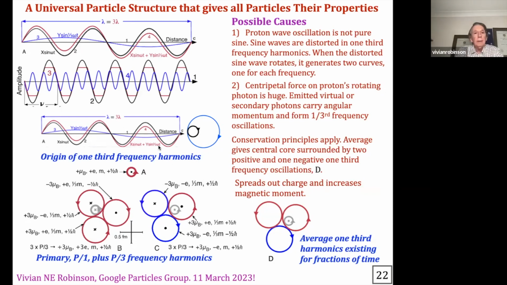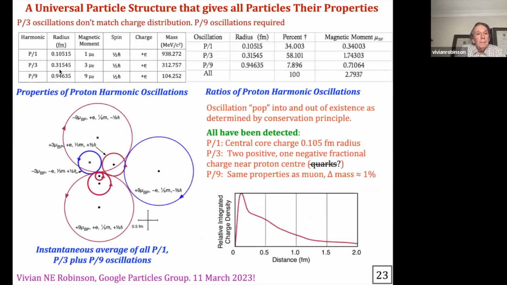Now, here's just a quick indication of the different properties of the primary P/3 and P/9. The thing about P/9 is that as the frequency diminishes, the radius increases and the magnetic moment increases. One worth having a quick look at here is the mass of a P/9 oscillation, 104.25.